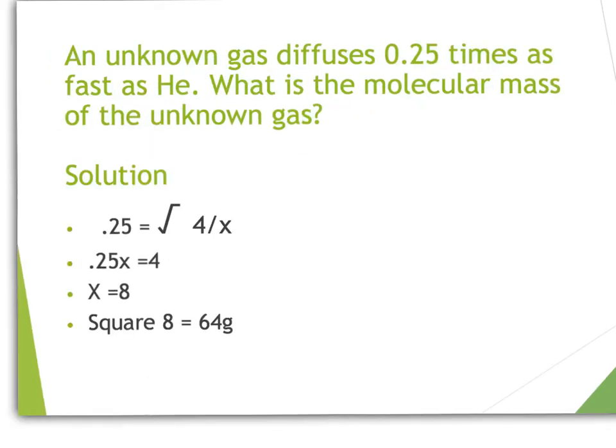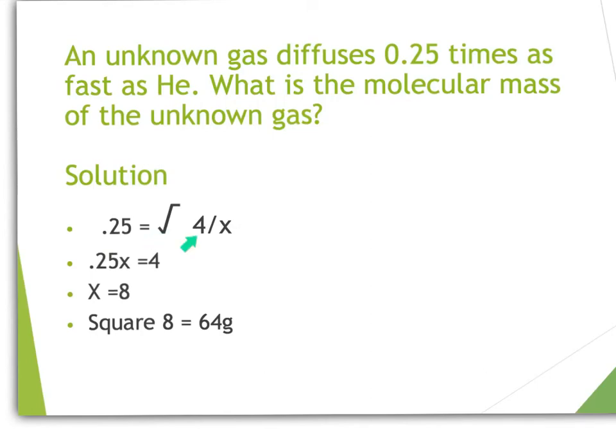Let's look at one more example of Graham's law. An unknown gas diffuses at 0.25 times as fast as helium. What is the molecular mass of this unknown gas? Again, we're going to use the same formula that we had used previously. Here, we would have 0.25 as our rate of 1 over rate of 2. We've calculated that. We take the square root.